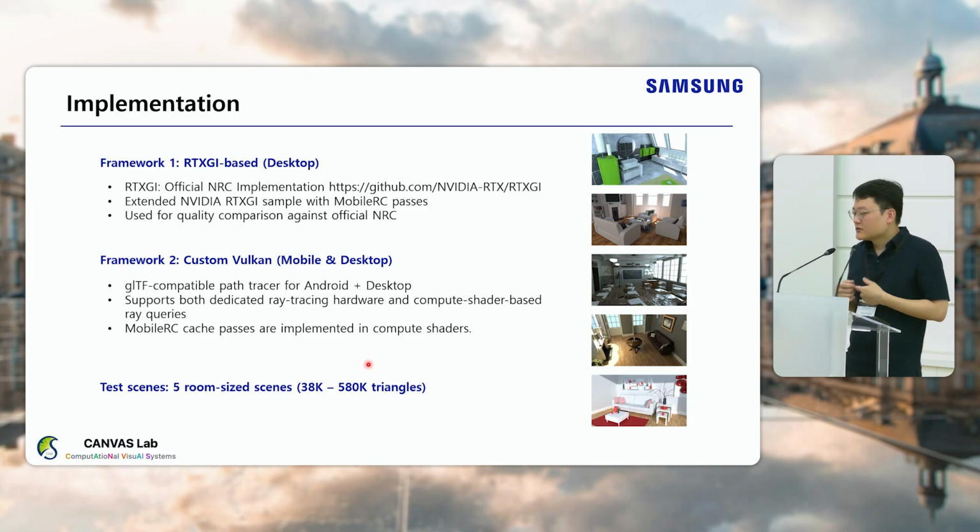For implementation, we built two frameworks. The first one is for quality comparison with the original NRC paper. We implemented it on desktop using the Falcor framework. And for mobile evaluation, we built our own custom Vulkan framework that works for both Android and desktop. All the passes are implemented in compute shaders.